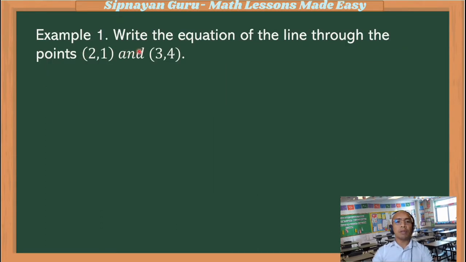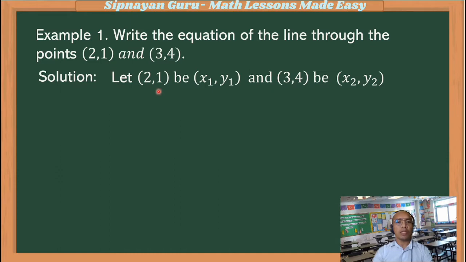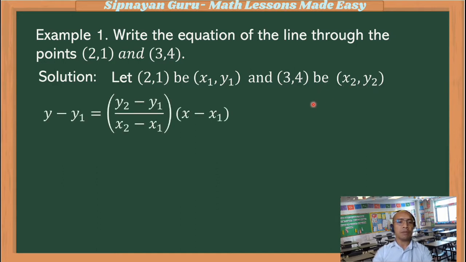So let's have example number 1. Write the equation of the line that passes through points (2, 1) and (3, 4). Let the first point, (2, 1), be the x sub 1 and y sub 1, and the second point, (3, 4), be the x sub 2 and y sub 2 respectively. Substitute to the given formula. So y minus our y sub 1, which is 1, is equal to our y sub 2, which is 4 minus 1, all over 3, our x sub 2, minus x sub 1, 2, times x minus x sub 1, which is 2.